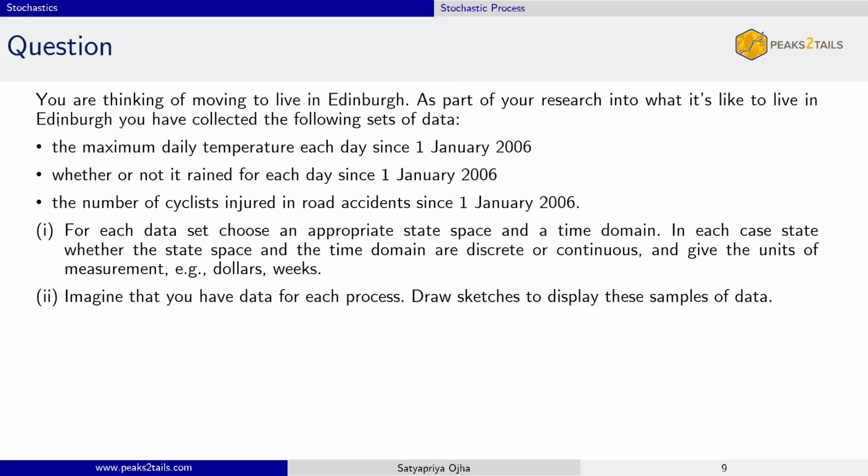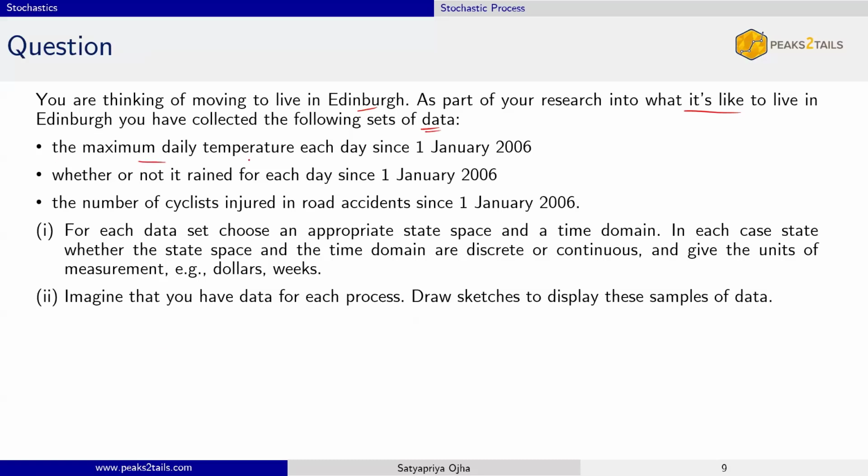Question. So you are thinking of moving to live in Edinburgh. As part of your research into what it is like to live there, you're doing some research before you move to a new city. Obviously, you want to look at the weather, the cost of living, the crime rate, blah, blah, blah, right? So these are the data points that you have collected.